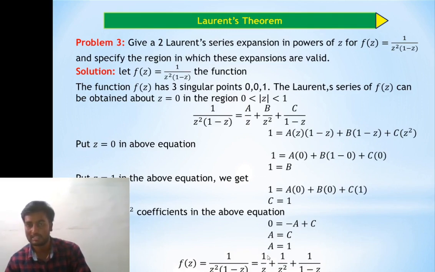That means mod z is greater than 0, that is, 0 is less than mod z. Then here you get the regions.